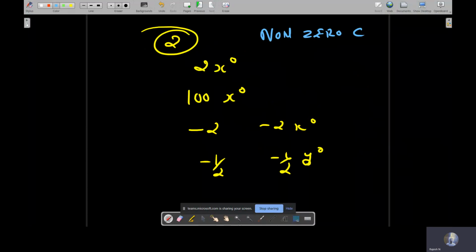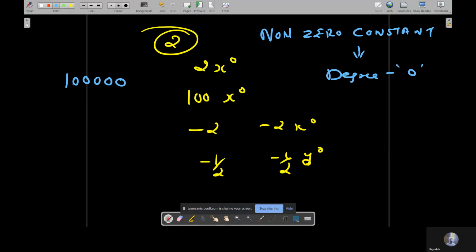Non-zero constant polynomial. What is the degree of a non-zero constant polynomial? Degree is 0. So remember, always the degree of a non-zero constant polynomial is 0. Suppose, can you say 1000 or 1 lakh is a polynomial? Yes, it is a polynomial. It is a non-zero constant polynomial.